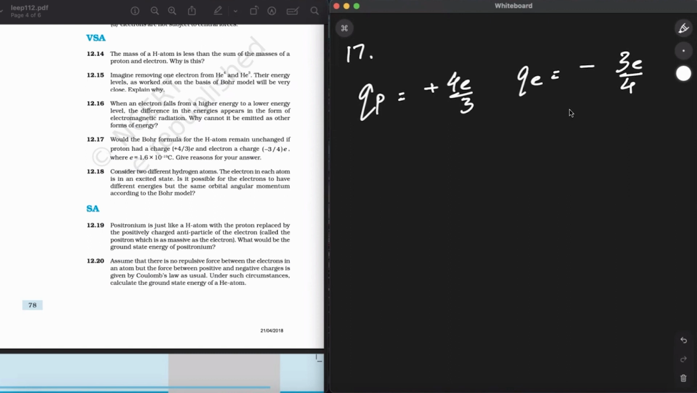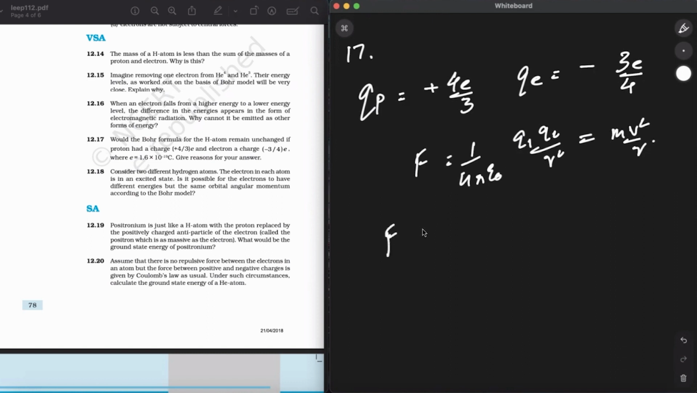So in Niels Bohr's formula for an electron moving around a stable nucleus, it had to be computed with the centripetal force. The electrostatic force of attraction is F equals 1 upon 4 pi epsilon naught times Q1 Q2 by R square, and the centripetal force is equal to mv square by R.